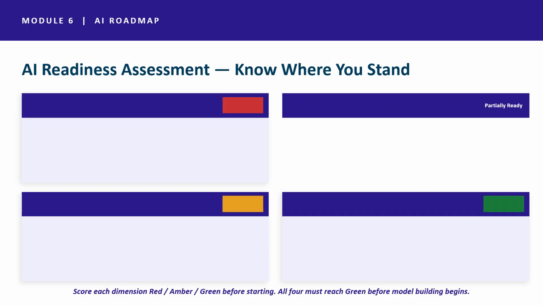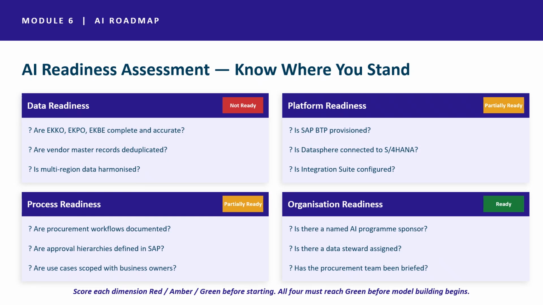Before building anything, assess yourself and your organization across 4 dimensions. Data readiness: are EKKO, EKPO, EKBE complete and accurate? Are vendor master records deduplicated? Is multi-region data harmonized? Platform readiness: is SAP BTP provisioned? Is DataSphere connected to S4HANA? Is Integration Suite configured? Process readiness: are procurement workflows documented? Are use cases scoped with business owners?